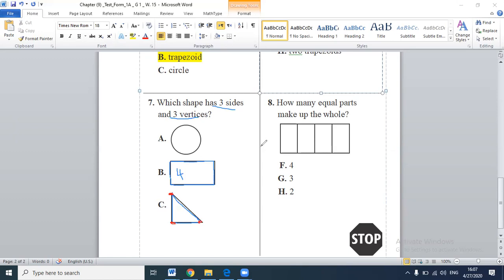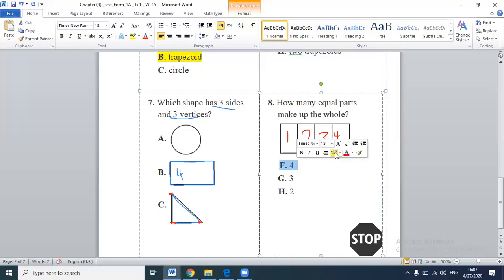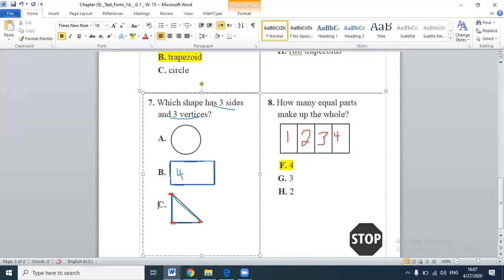Okay, next one, number eight. How many equal parts make up the whole? As you see here, can we count with me? One, two, three, four. Yes, excellent, Hussein. So the answer here is letter F, which is four, and the answer for number seven is letter C: a triangle has three sides and three vertices. Okay, you understand this? Let's go for the next one. Superhero Ahmed, excellent.